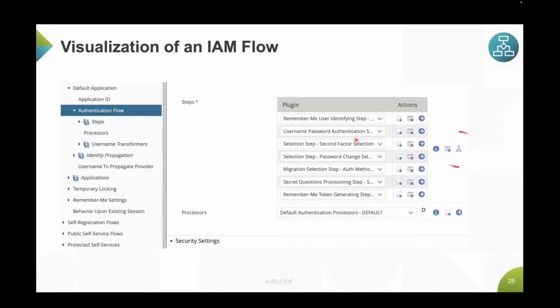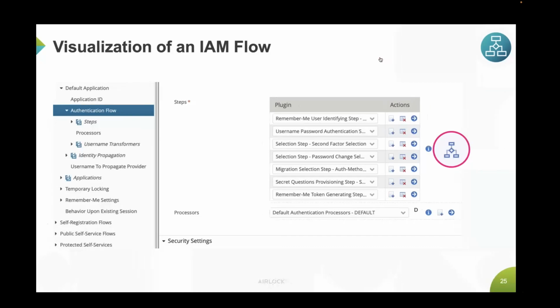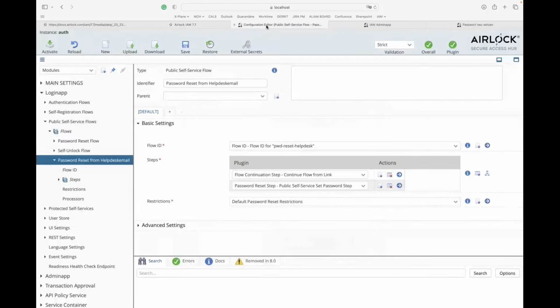Here's a screenshot from an authentication flow, and you probably noticed before when Mike and I showed the config editor, you could sometimes see this new symbol there, and it's actually shown everywhere in the config editor where there's a list of steps, where there's a configured flow. So this is not only in the authentication flow, but in all situations where there's a flow, like public and protected self-services, transaction approval, authentication, and self-registration, and a few other locations. So let's switch to the browser and to the configuration.